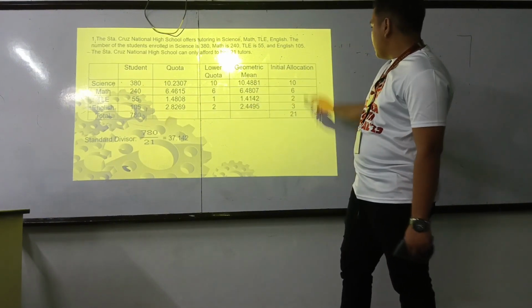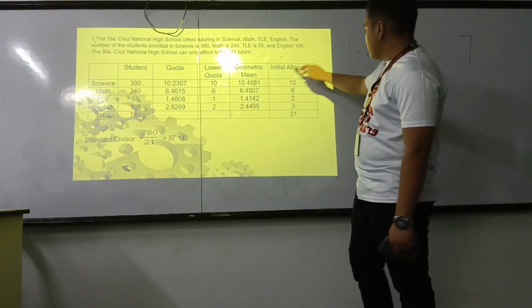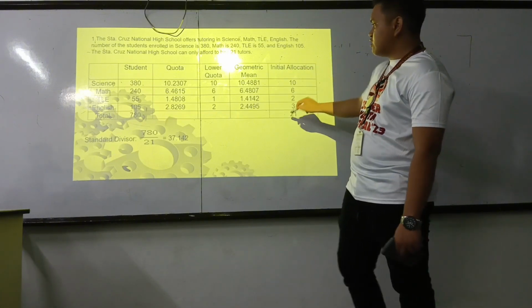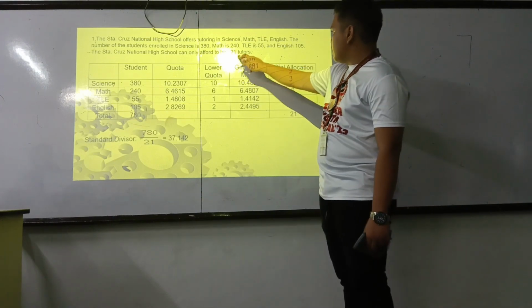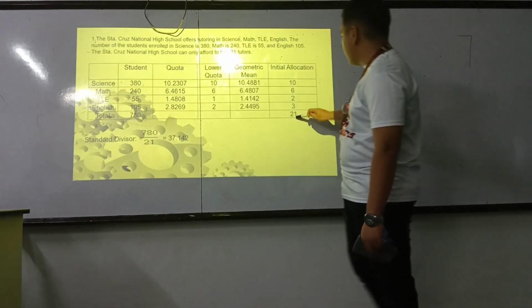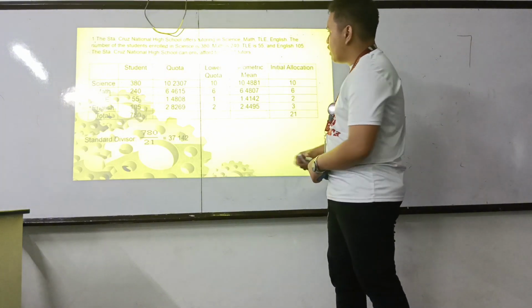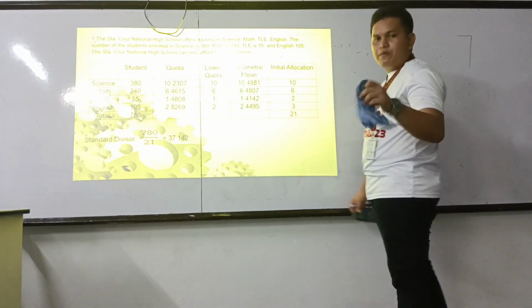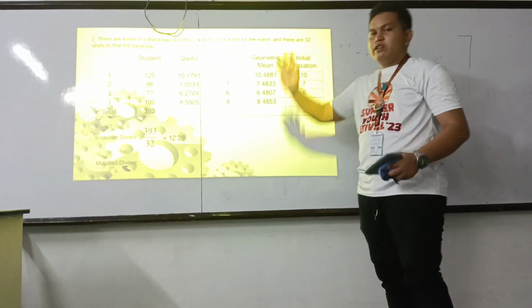So our initial allocation is 21, so this statement is correct, because 21 is our representative, the number of seats the school currently affords. And next, our second example.